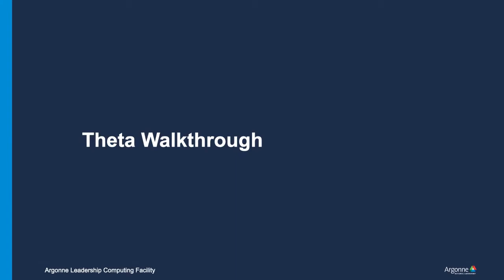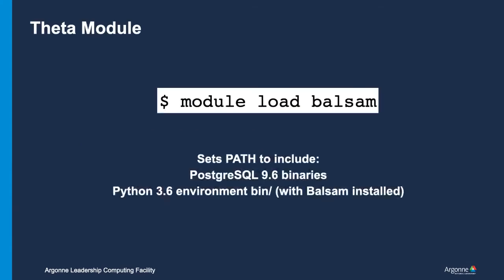So with that, I'll start on a walkthrough to actually load up Balsam on Theta and go through some simple command lines so you can get a feeling for using this. At the end, I'll show some references to tutorials that are a little bit more in depth so you can go through and actually start to write your own workflows using Balsam. So on Theta, we want to start by loading the Balsam module. This will set up your path to include Python 3.6 and give you the binaries to the Postgres database that's used under the hood.